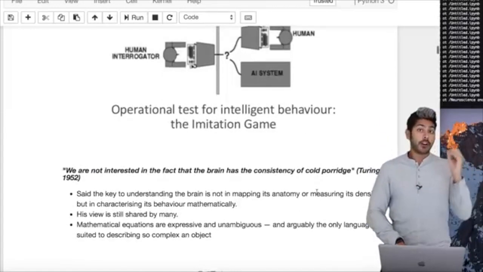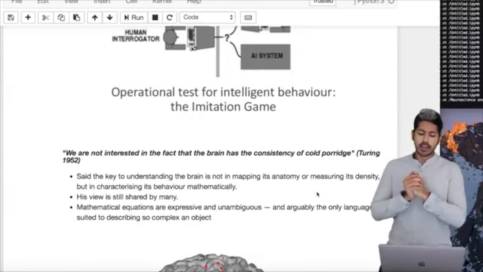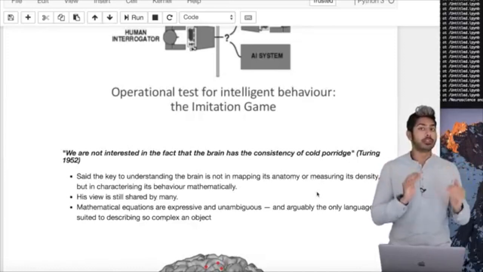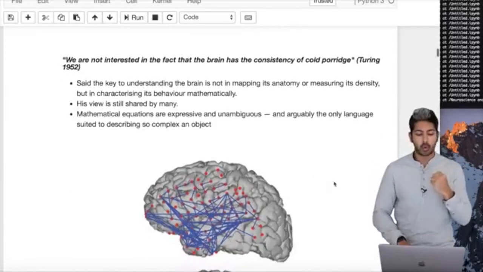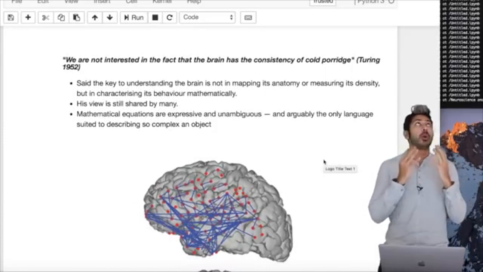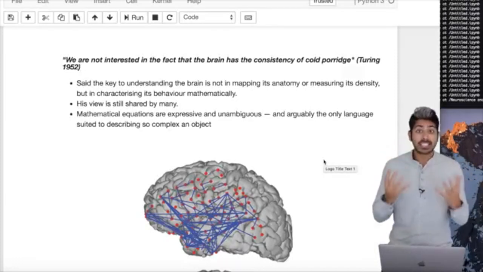Turing was very much into the brain. He said, "We are not interested in the fact that the brain has the consistency of cold porridge." That was his quote, but what he meant was he was very interested in how the brain worked. He was very certain that it was a very complex organ, and his view is shared by many, in that we cannot represent the brain using anything but math because it's such a complex system.